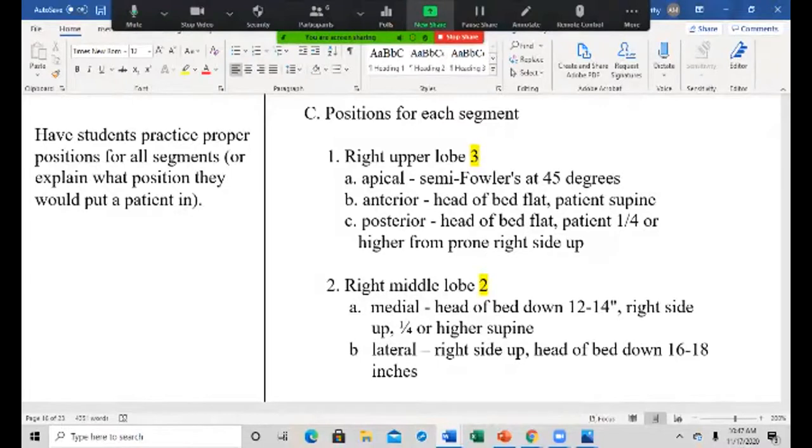All right. Just write the upper lobe right quick and then I'll come back and let you write the middle lobe. You got the upper lobe wrote down?